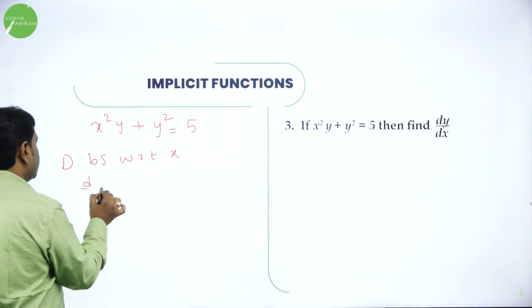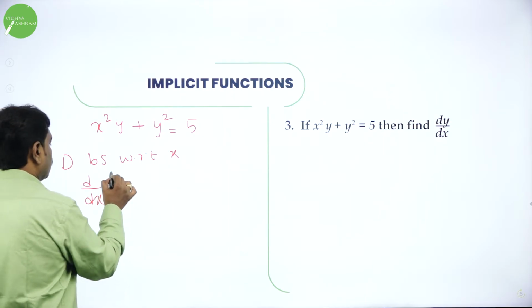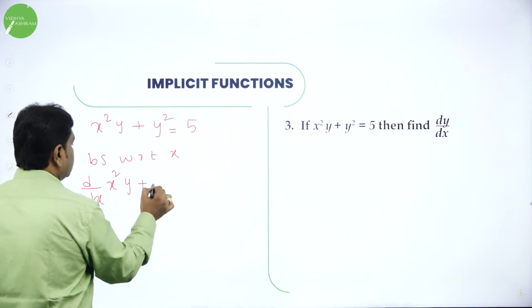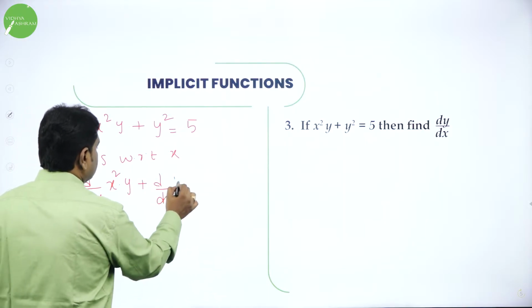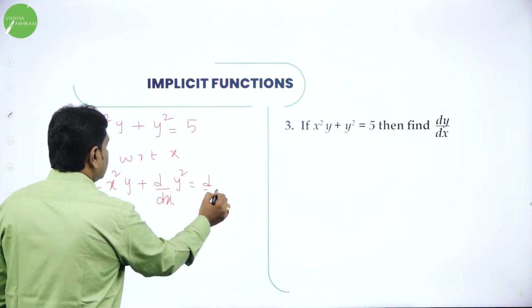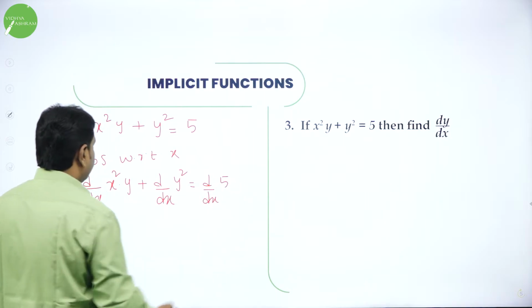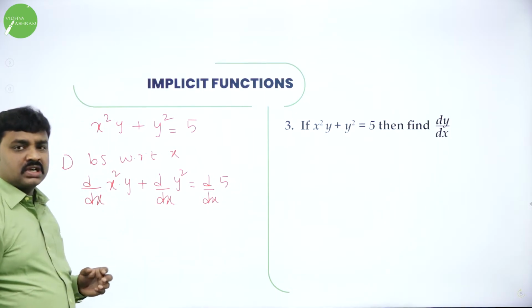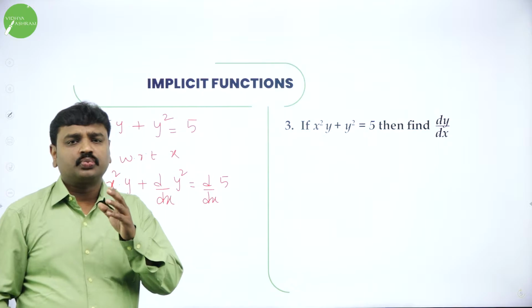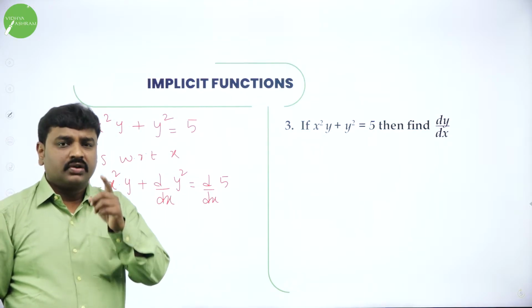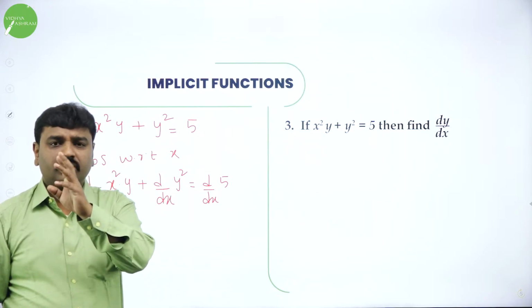Now LHS becomes d by dx of x square y plus d by dx of y square is equal to d by dx of 5. Observe this carefully. The first term is a product of two functions. If you have a product of two functions, you should use the product rule. What is the product rule? First into derivative of second plus second into derivative of first.